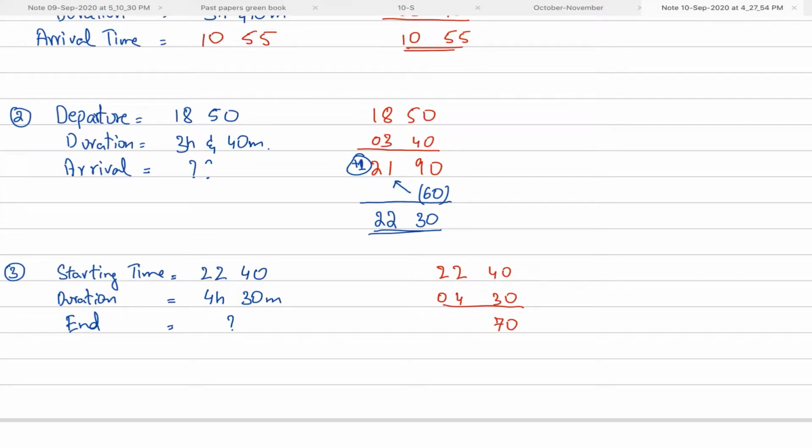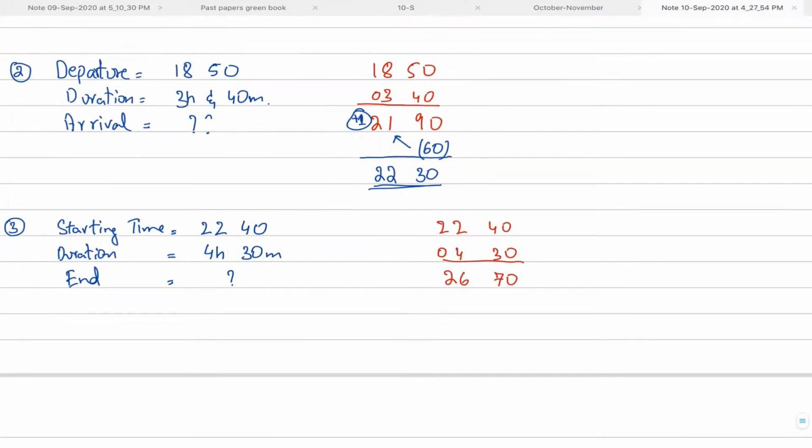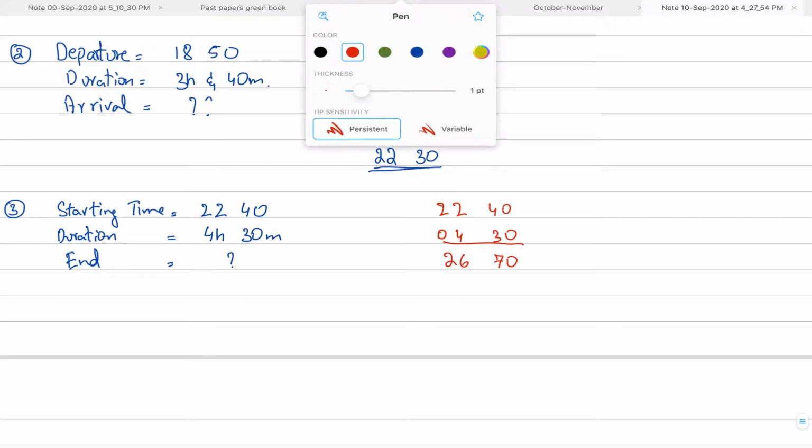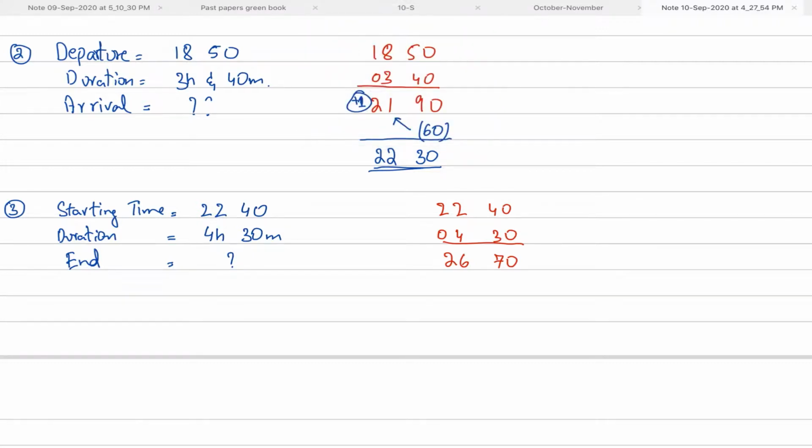But there is another problem: when we add 22 and 4 together we get 26. So not only have the minutes exceeded 60, the hours have also exceeded 24. We're going to fix this one by one. We start by fixing the number of minutes. We subtract 60 from 70, and we compensate by increasing the number of hours by 1. So 70 minus 60 is 10, and 26 plus 1 is 27. Now what's the second problem? The second problem is that we have exceeded 24.